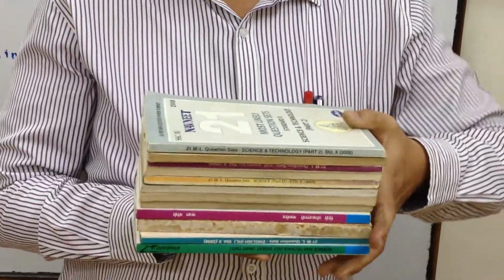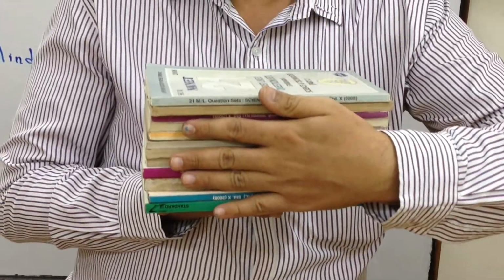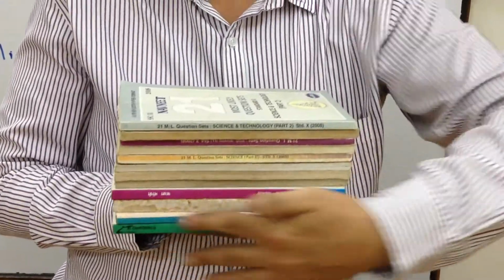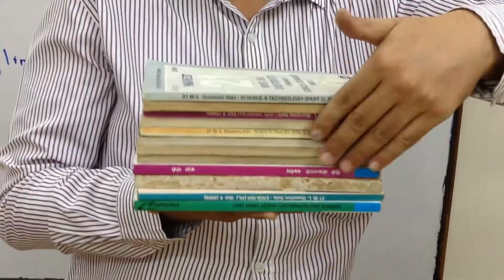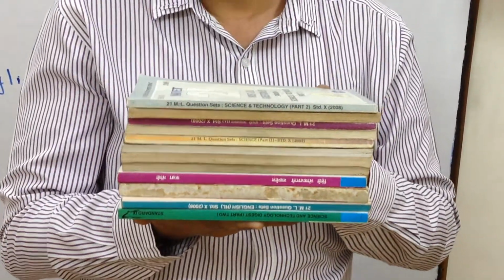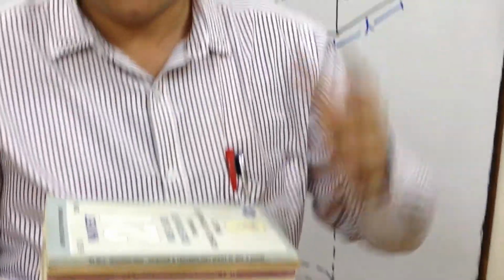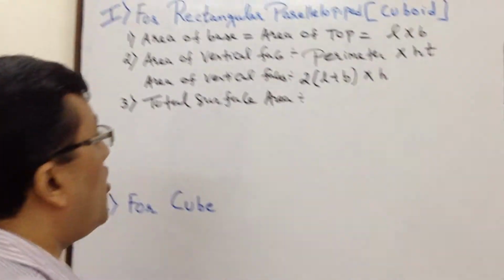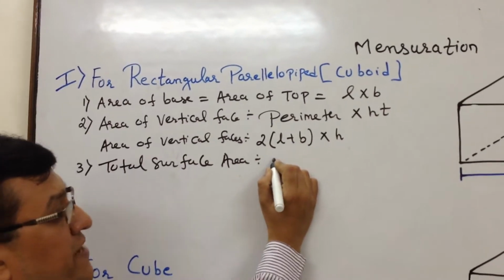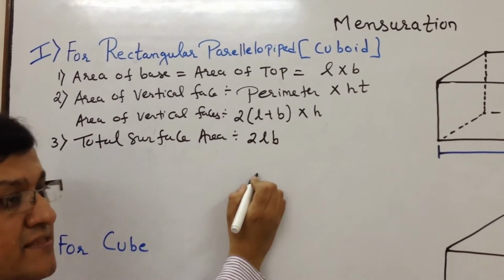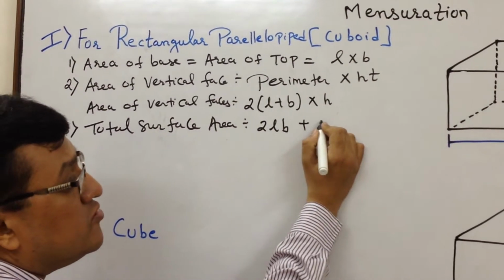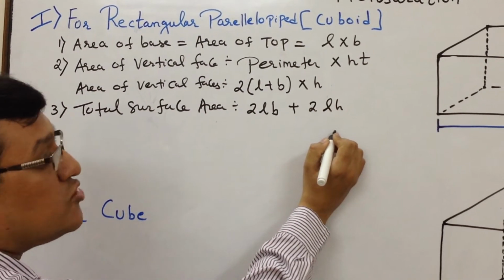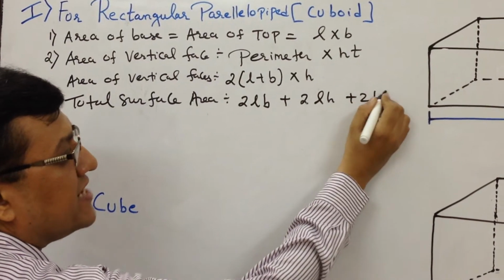Having said that, let's see the front face. The front face has area length into height. Same goes for the back face as well. So how many length into height do we have? We have 2 length into height. Let's sum up all of them. How many length into breadth did we have? We had 2 length into breadth. How many length into height? We had 2 length into height. And how many breadth into height? We had 2 breadth into height.